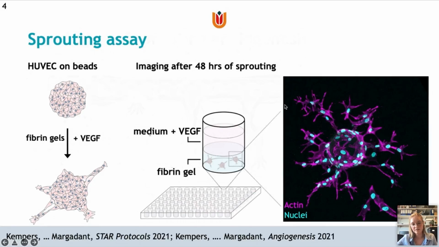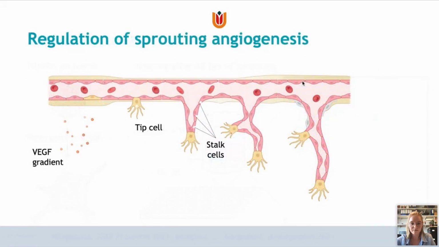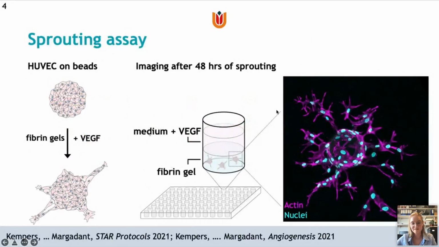Here in this image on the right side, you can see a sprouting assay after fixation. So this is 48 hours of sprouting and then imaged. Oh, I switched the slide. In magenta, we see the actin, and in cyan, we see the nuclei. So this is confocal imaging of a fixed sprouting assay.